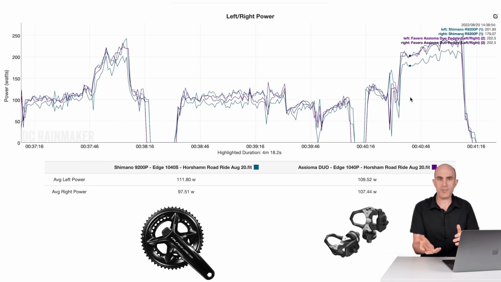If you're asking, could it be the crank that's correct and the pedal that's off in this scenario? Well, my question there would be, why is the left-hand side fine? The left-hand pedal matches the left-hand crank.